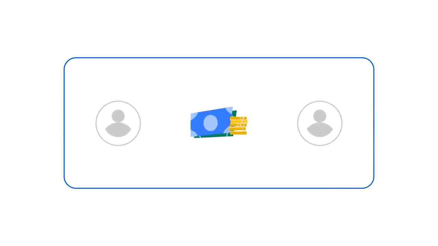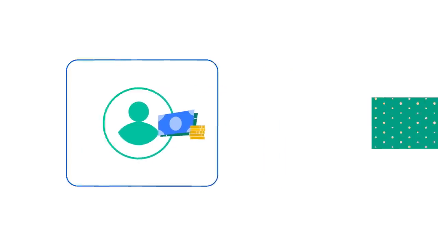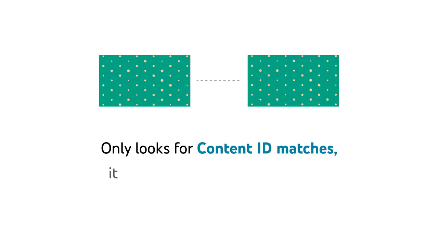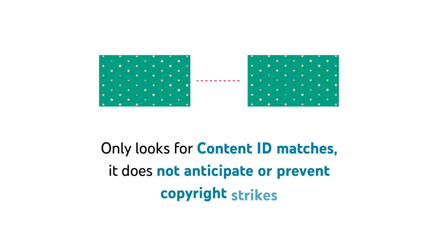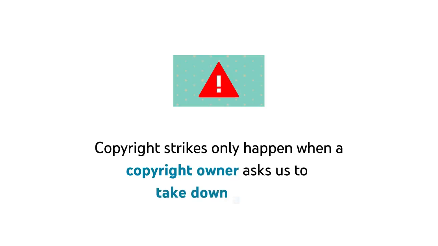Note that if you publish your video during a dispute and you and the claimant are both trying to monetize it, any revenue earned on your video will be held. We'll then pay out the party that wins the dispute once the dispute is resolved. Also keep in mind that this check step only looks for Content ID matches. It does not anticipate or prevent copyright strikes. Copyright strikes only happen when a copyright owner asks us to take down a video.